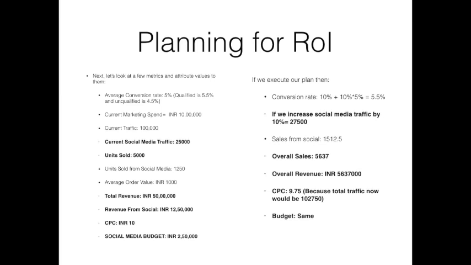And our overall sales become 5,637 units as compared to 5,000 units earlier. Our overall revenues increased to 56 lakh 37,000 as compared to 50 lakhs earlier. Our CPC, cost per click, decreases from 10 rupees to 9.75 rupees now. The budget is the same. So we need to show with our strategy as to how with the same budget are we going to create more conversions. How are we confident that the conversion rate will be 10%, right?